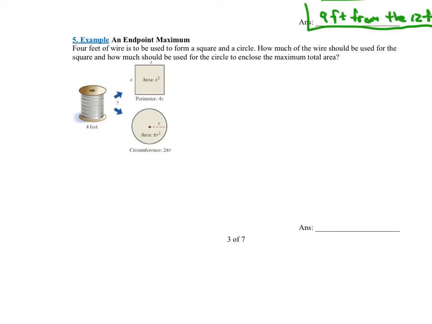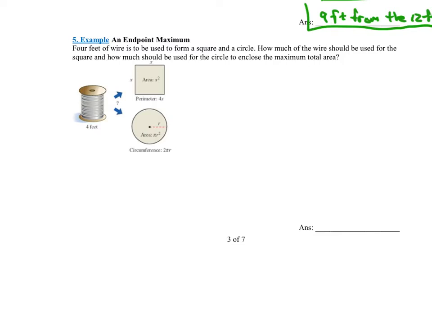So let's look at example 5. It says an endpoint maximum. So these are not the typical problems. This is not how it typically happens. Usually your critical values are your maximums or your minimums, but this one is going to have us consider the endpoints as well. Example 5 says 4 feet of wire is to be used to form a square and a circle. How much of the wire should be used for the square and how much should be used to enclose the circle to maximize the total area?